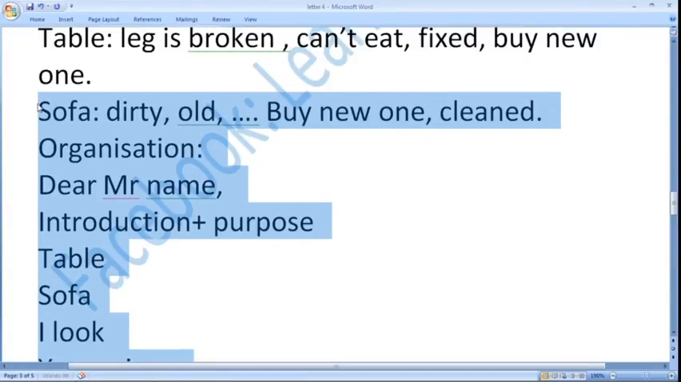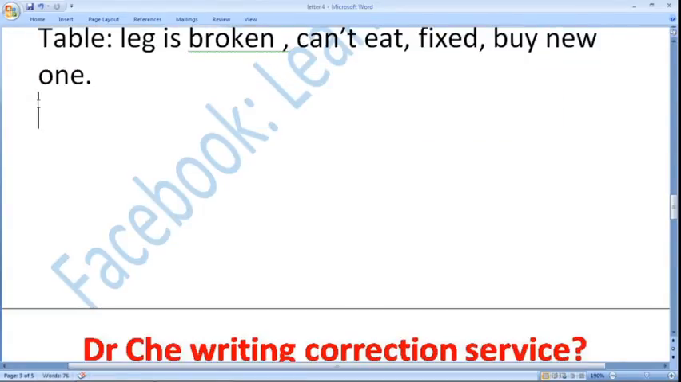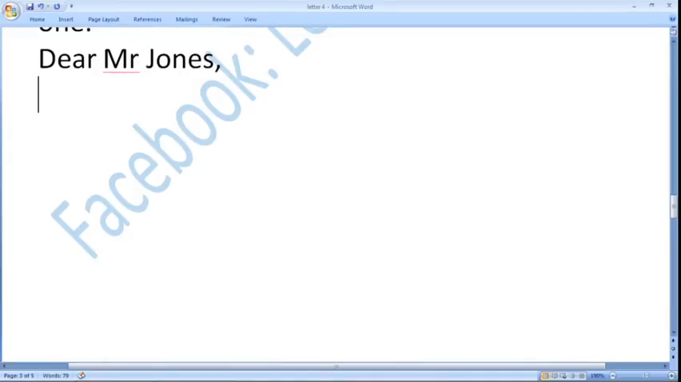So let us get started. I would write the name of the person, Dear Sir or Madam. No, we know the person, so Dear Mr. Jones. You can write it with a dot after Mr. or without, both are correct. Dear Mr. Jones.